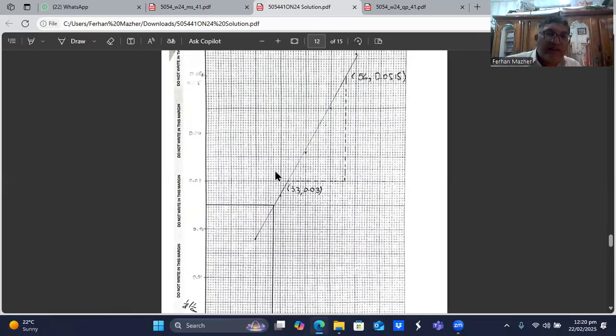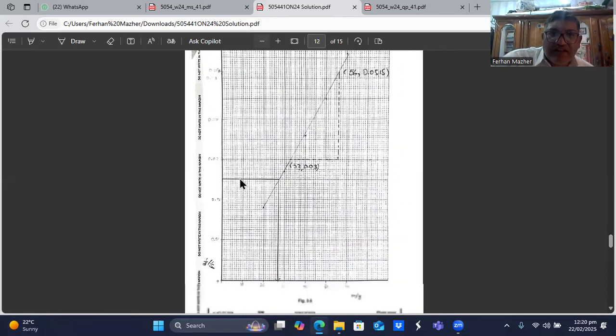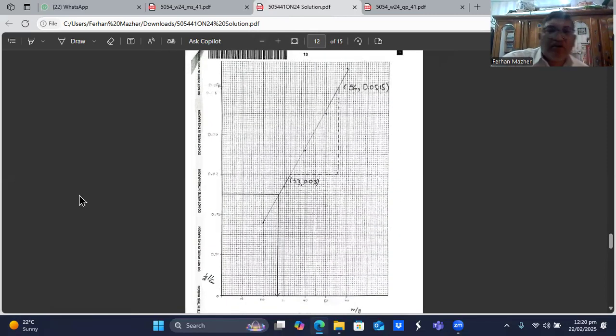Then you will join them with the help of a scale. You will draw the line of best fit. The line of best fit is always drawn in such a way that we make sure the line follows the same pattern as all the points you have plotted, the line cuts the maximum points, and the number of points left above the line is equal to the number of points left below the line. So this is the line of best fit.